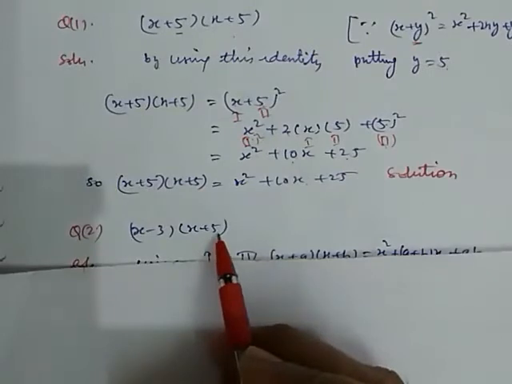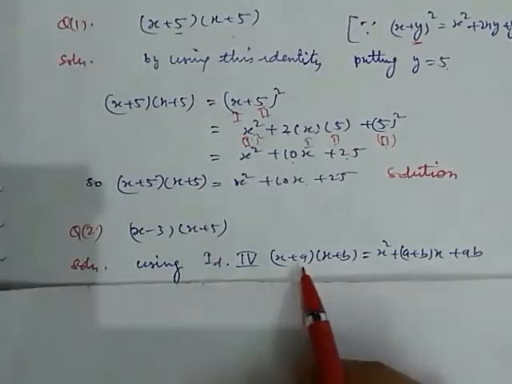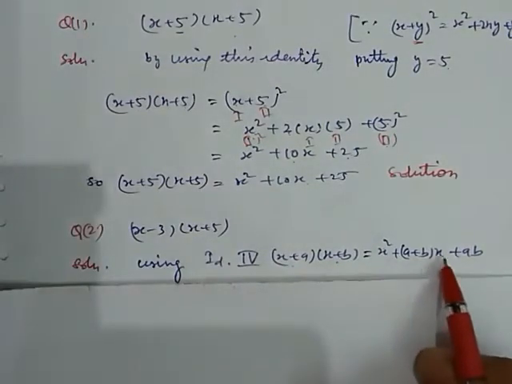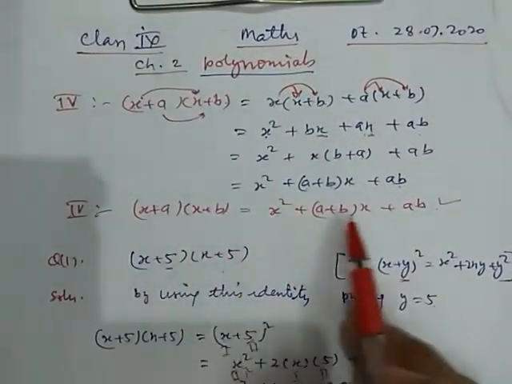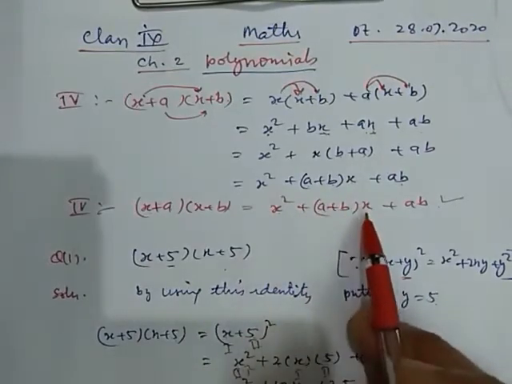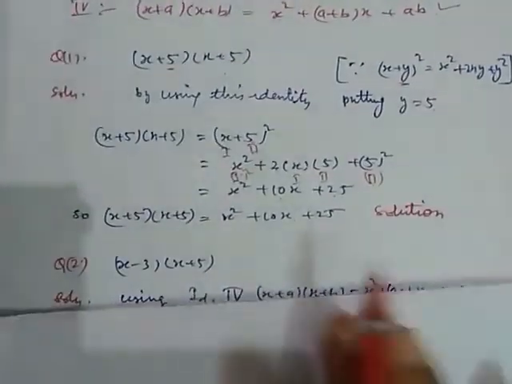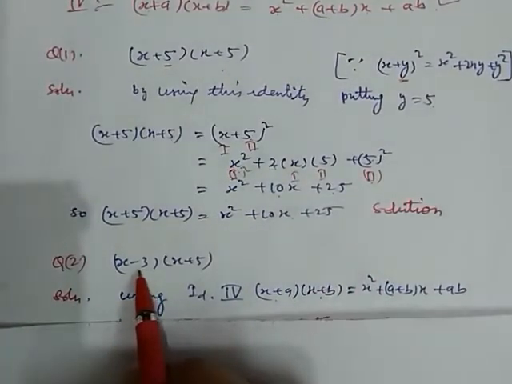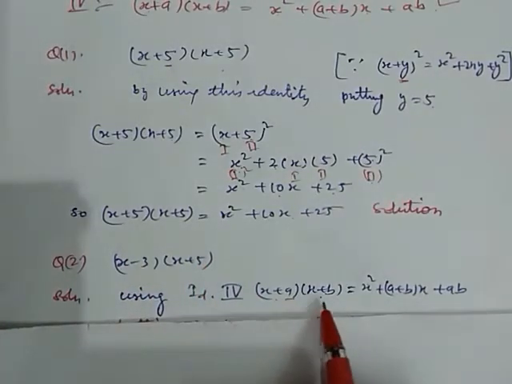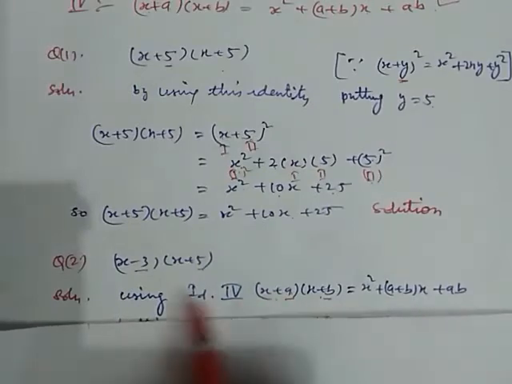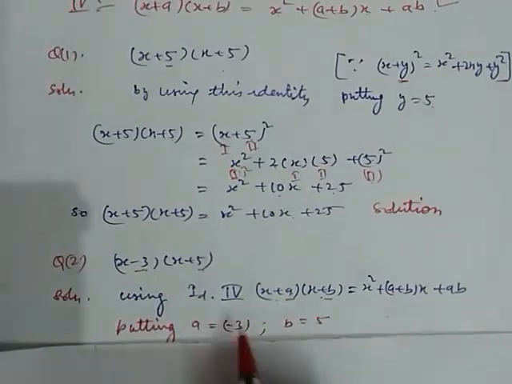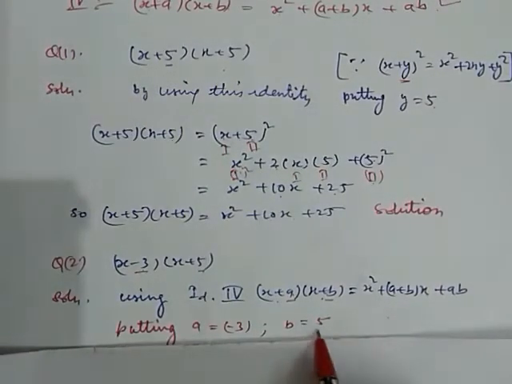(x minus 3) into (x plus 5). Now using the identity that (x plus a) into (x plus b) can be written as x square plus (a plus b)x plus ab, as we saw here. This is our fourth identity: (x plus a)(x plus b) equals x square plus (a plus b)x plus ab. Now by using this, the value of a is minus 3 and the value of b is 5. Comparing, here x plus a but here x minus 3, so this can be written as x plus (minus 3). So a equals minus 3, b equals 5.